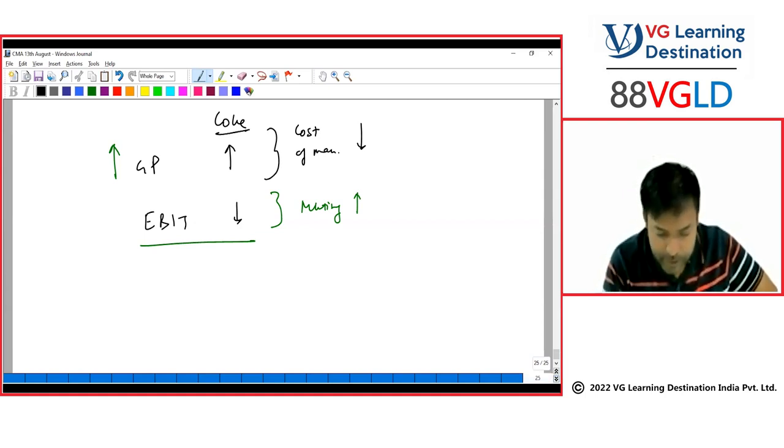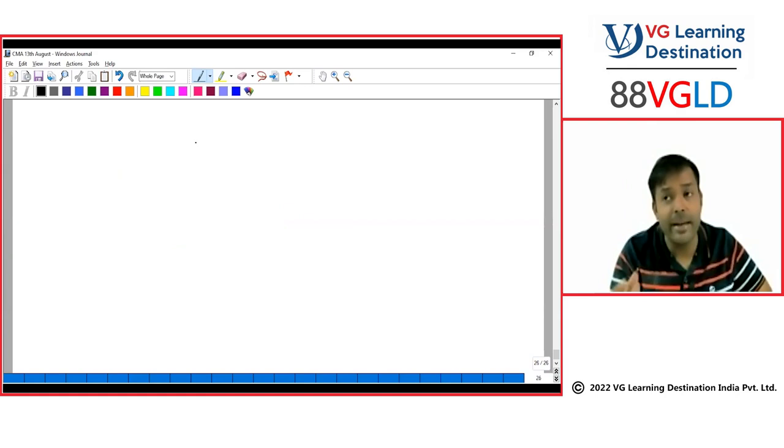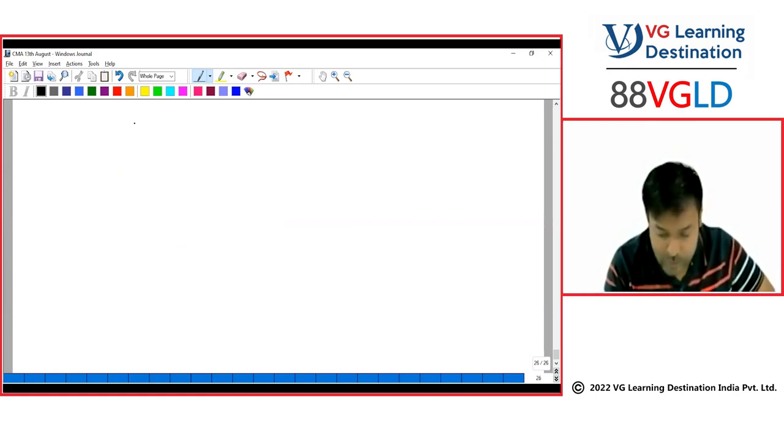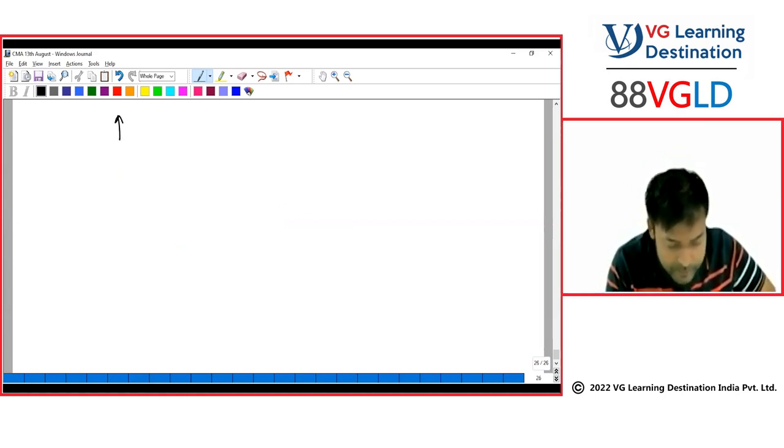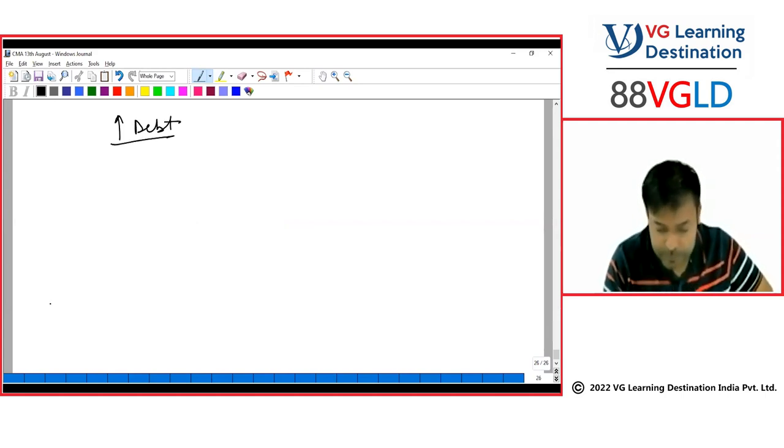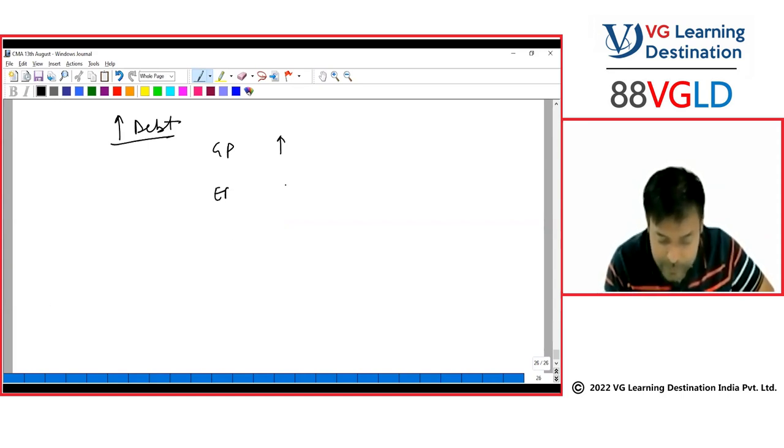If I talk about companies who have taken a lot of debt, their gross profit is going to be higher, EBIT is going to be higher, but PBT is going to be very low.